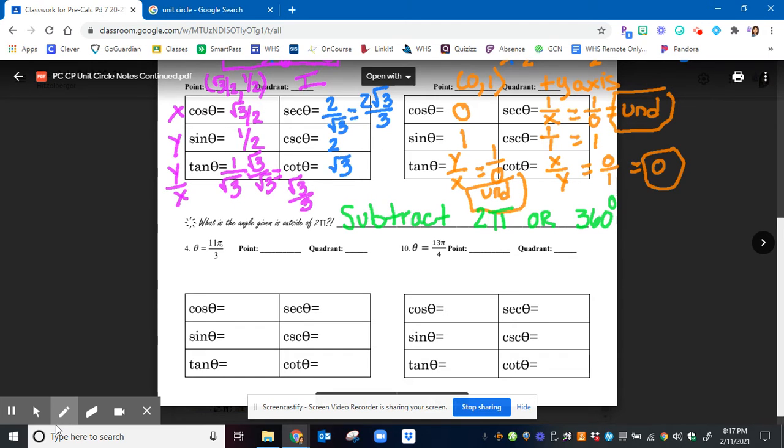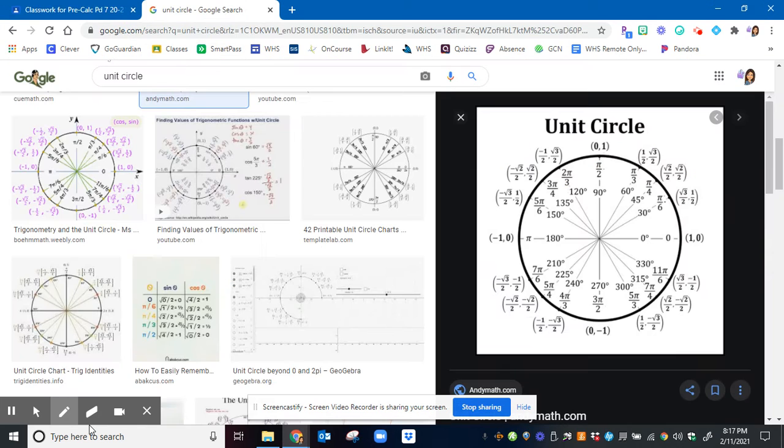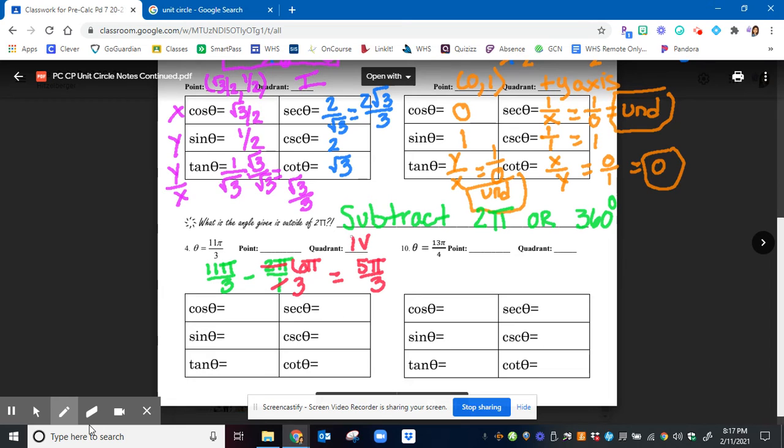Okay, so this one's in radians. So I'm going to do 11 pi over 3 minus 2 pi over 1. Once again, we have to get a common denominator. We spent a long time on this in the beginning of this section. So 3, 6 pi, so 11 pi's minus 6 pi's is 5 pi's over 3. And that is, if I go back to my circle here, 5 pi over 3 is in the 4th quadrant, and here's my point. So I'm just going to write that down. Here's 4, and that gives me 1/2, negative radical 3 over 2.